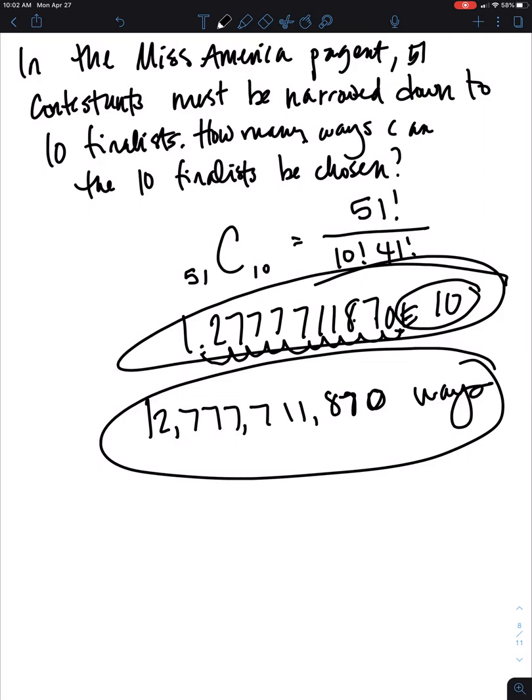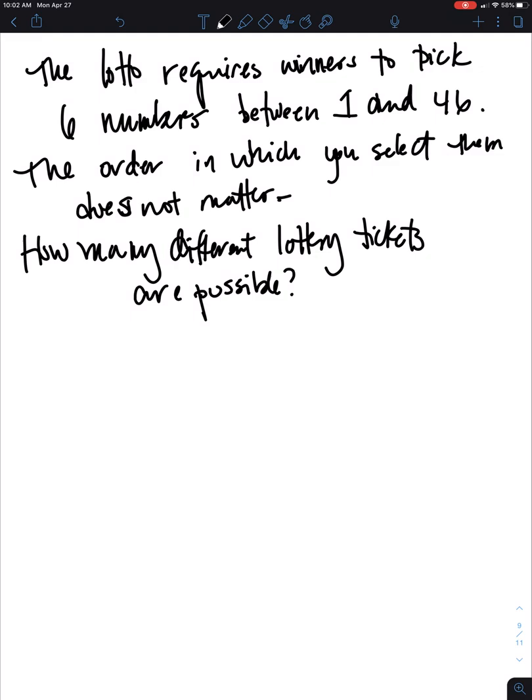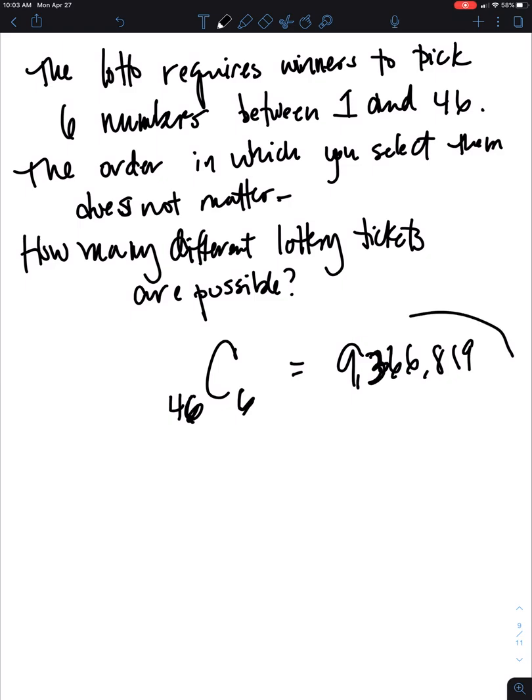All right, let's do one more combination here. A lotto requires winners to pick 6 numbers between 1 and 46. The order in which you select them does not matter, so we already know we're going to use a combination. They told you that in the sentence. How many different lottery tickets are possible? So this is easy. C, 46, and we have 6 spots to choose. So again, I just put it in my calculator, and I get 9,366,819. That's how many possible lottery tickets there are. That's huge. That's why the lottery is hard to win. Okay, pretty easy so far.